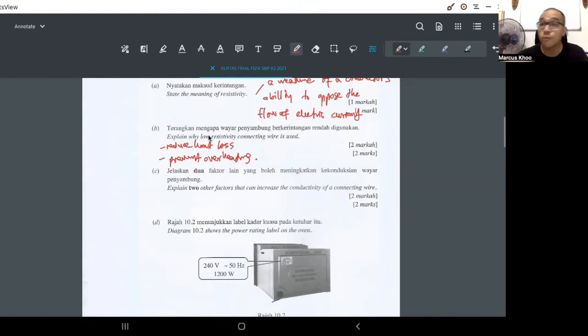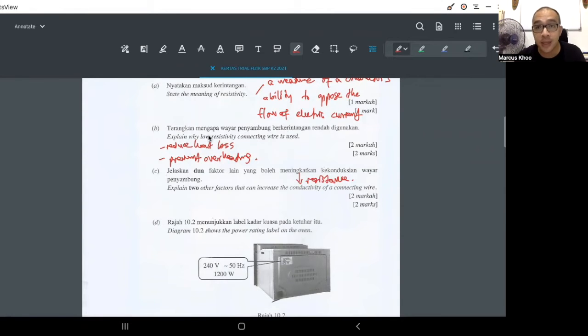High resistance is to produce more heat, and maybe to produce light. But for low resistance, it's to reduce heat loss and prevent overheating. Now, explain 2 other factors that can increase the conductivity of a connecting wire. This is a very interesting question. You increase the conductivity by reducing the resistance. So actually this question is asking, how do you reduce the resistance of a wire?